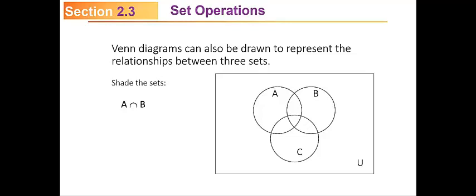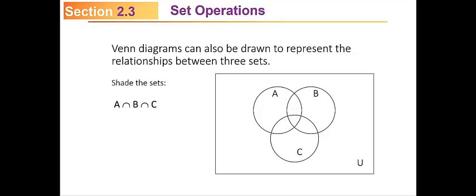So if I wanted to shade the intersection of A and B, I would have that, what I sometimes call a football-shaped area that represents the overlap between A and B. If I wanted to shade the intersection of A and C, I would have that, again, that football shape that represents the overlap between A and C. And if I wanted to shade B intersect C, I would take the overlapping region between the sets B and C.